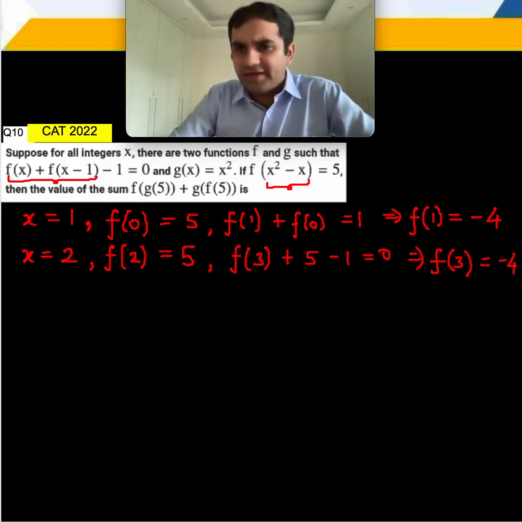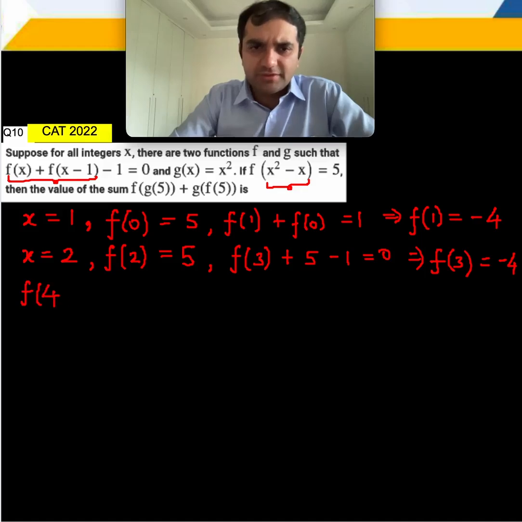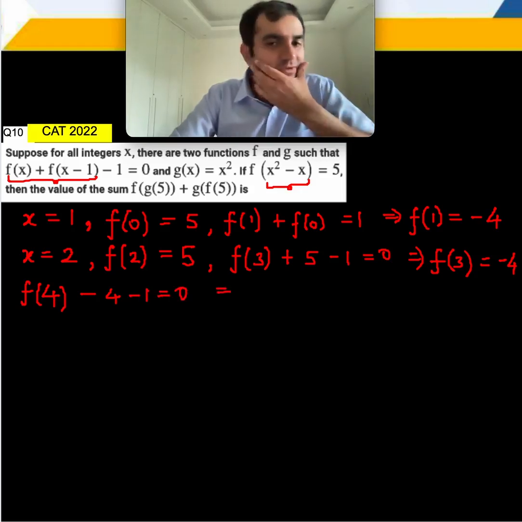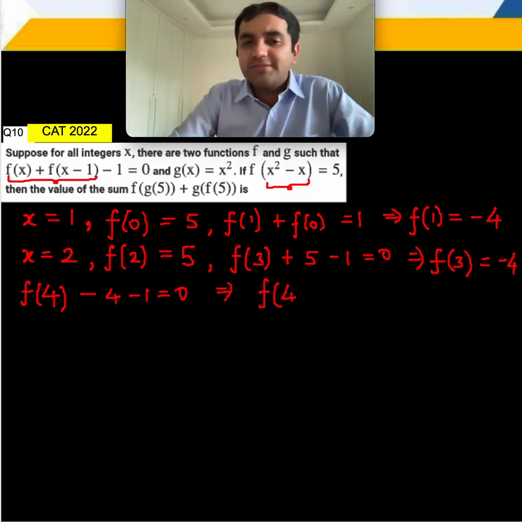ठीक है, एक और ट्राई कर लेते हैं. f of 4 ट्राई करते हैं. So let's substitute x equal to 4 over here. f of 4 plus f of 3, which is minus 4, minus 1 is equal to 0. That means f of 4 is 5. At this point I have a pattern now. ठीक है, f of 4 is 5.